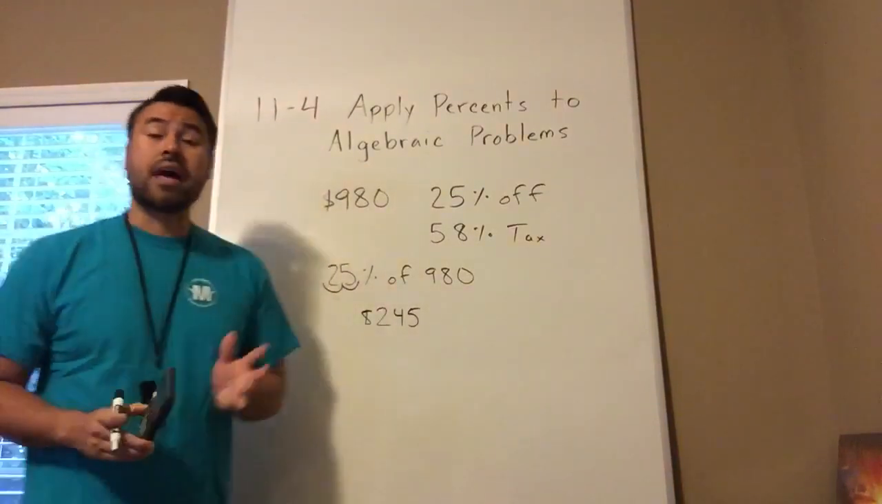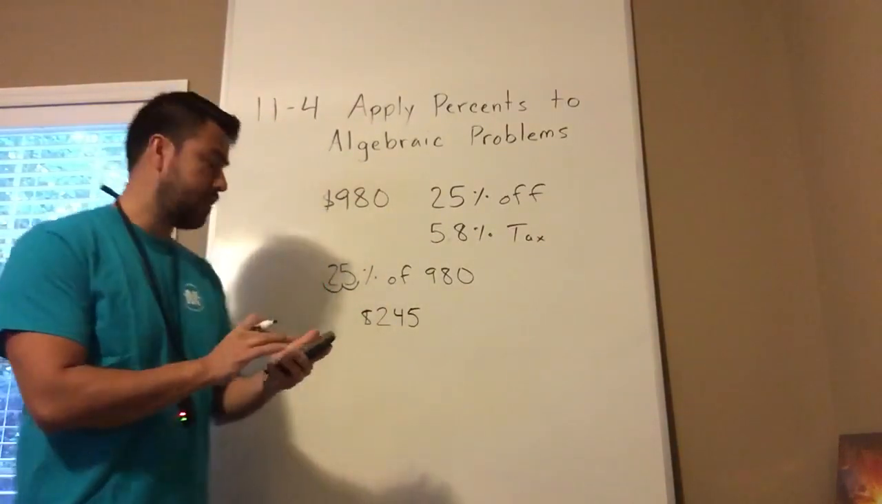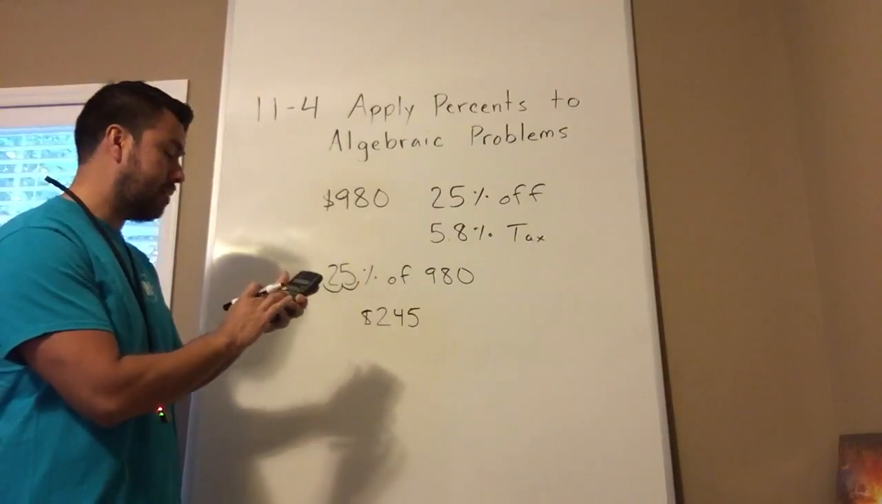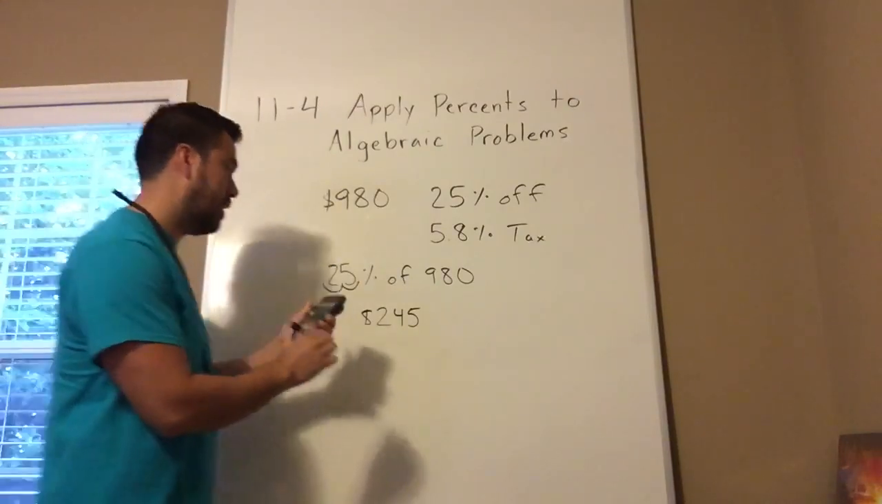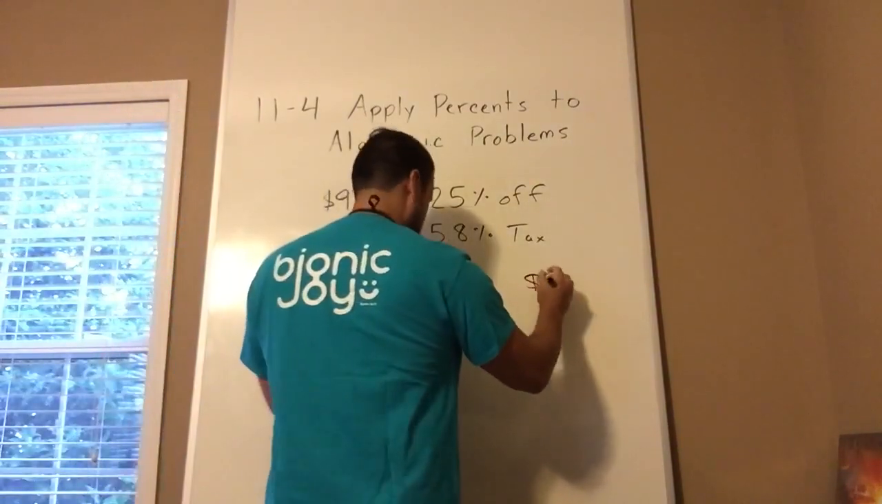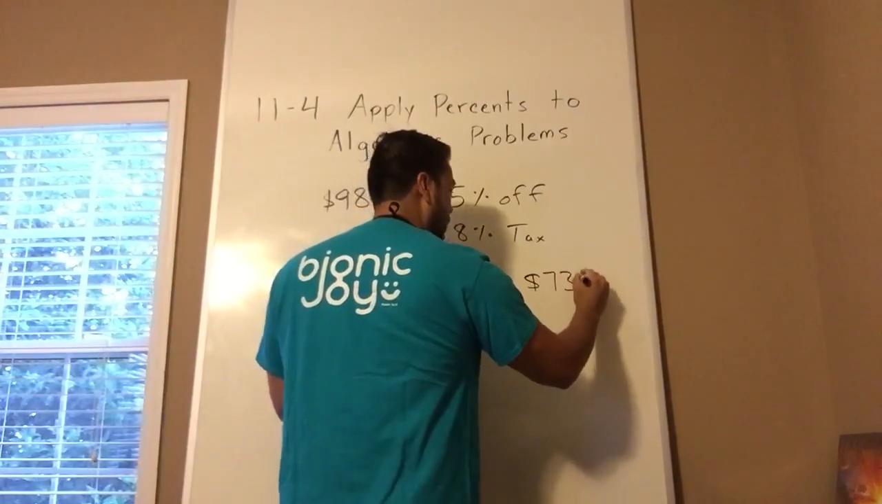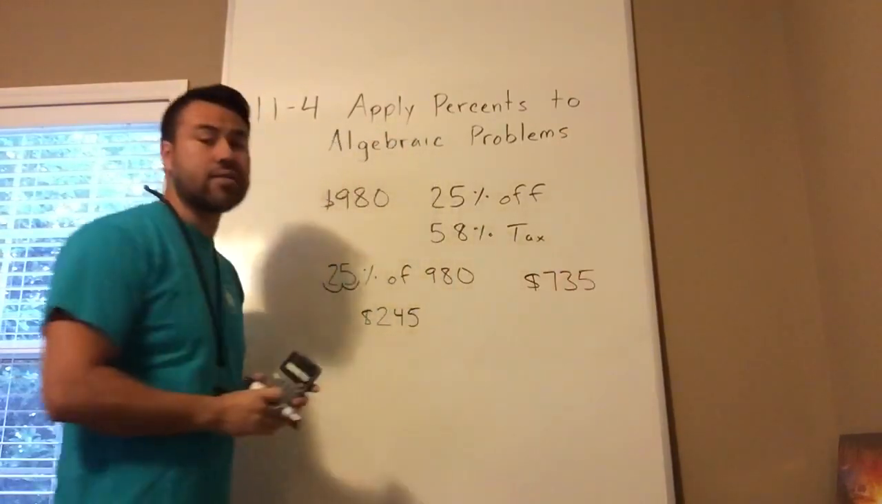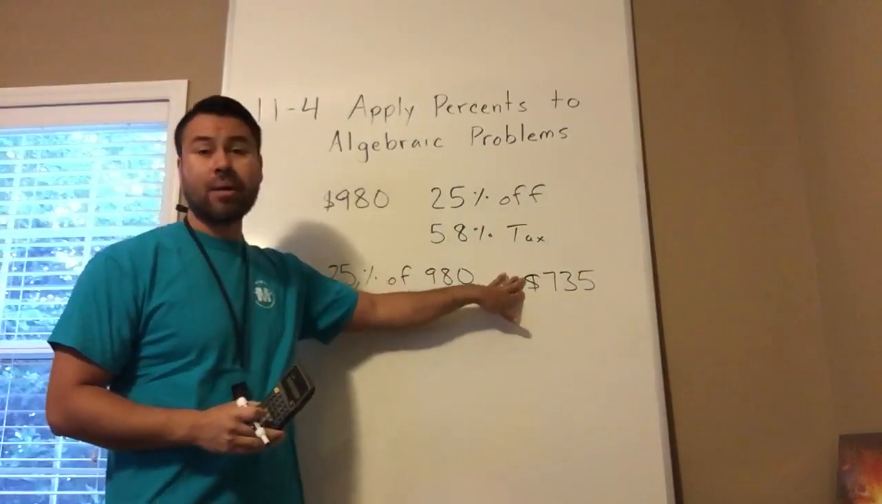Okay. So how much money is he going to pay for that printer? You have to take the 980 minus the 245. And you get, okay, he pays $735. Okay, $735. That's how much he's going to pay for that printer.